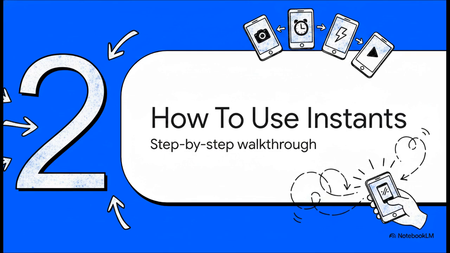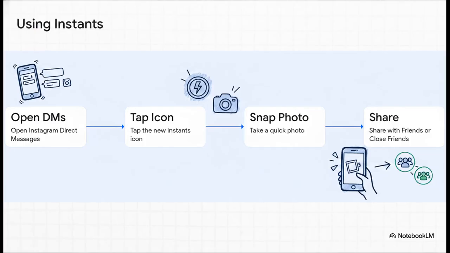Okay, so moving right along, how to use Instants. It is super simple. Step 1, just open up your Instagram DMs. Step 2, look for that brand new Instants icon. It's usually floating right at the top or near the camera button. Step 3, snap your photo. Remember, it's designed to be fast, so don't overthink the lighting. And finally, step 4, share it. But pay close attention here, because you get to choose whether it goes to your general friends or your specifically curated close friends list. The whole thing takes maybe 3 seconds from start to finish. It's as fast and natural as just swiping through your feed.